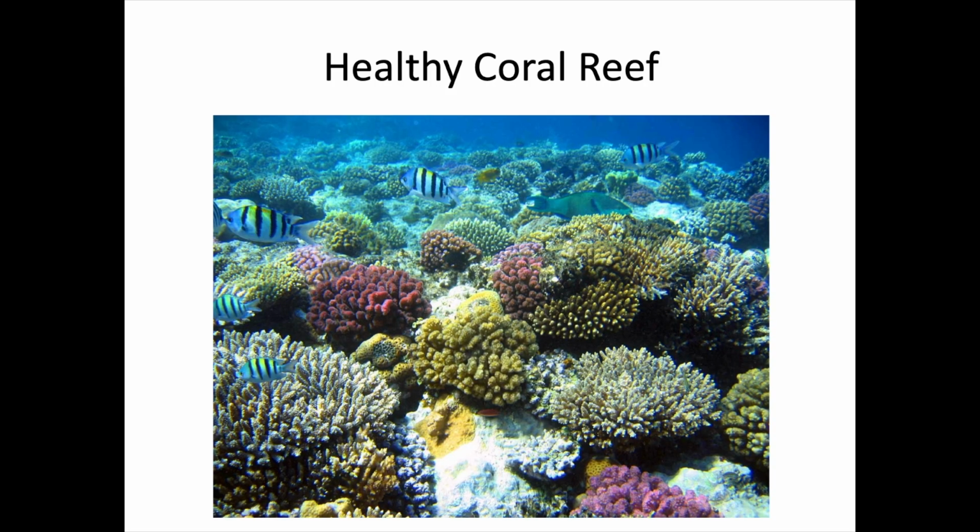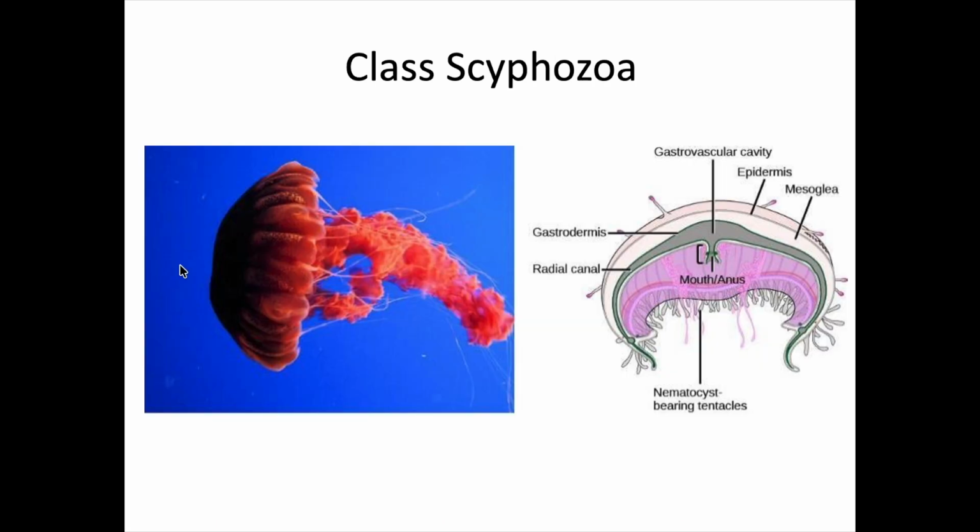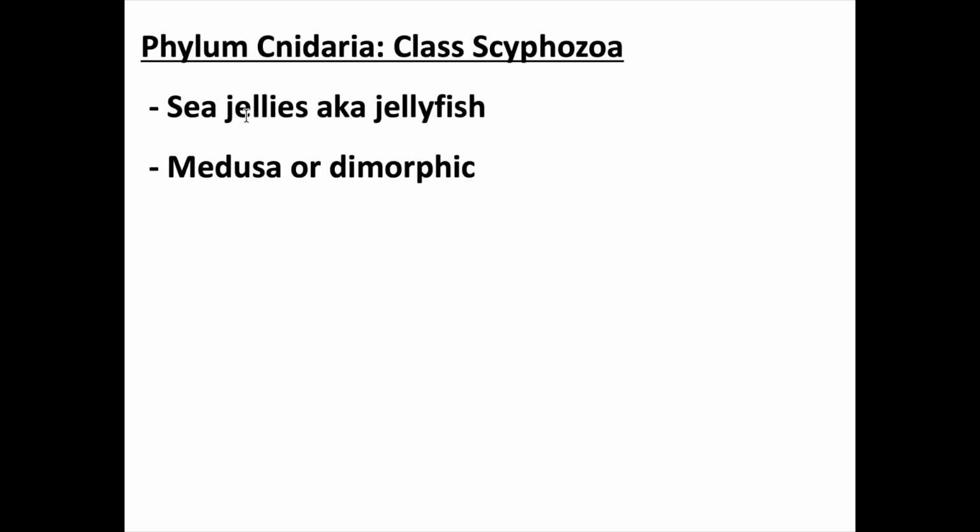Another class of cnidarians is class Scyphozoa. This is our classic sea jellies or jellyfish. So Scyphozoans, sea jellies or jellyfish, and we kind of already talked about these. These have medusa bodies, or some of them are dimorphic. Moving on, again, in this chapter, when I get to the class level, I'm usually pretty brief with things. So it's more just knowing the name and knowing what's in it, and maybe a few features associated with it.